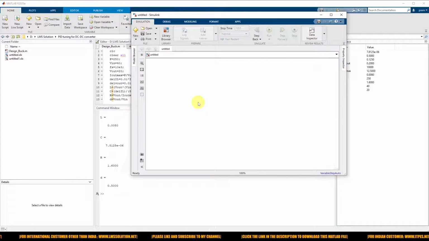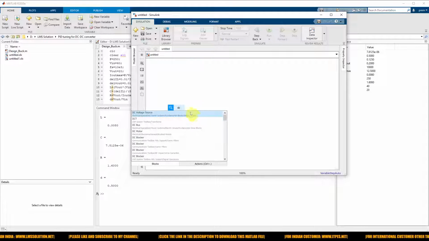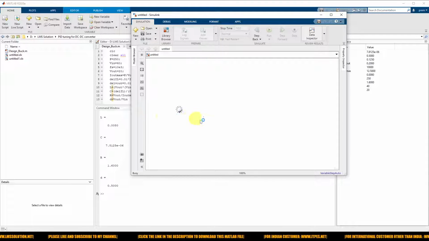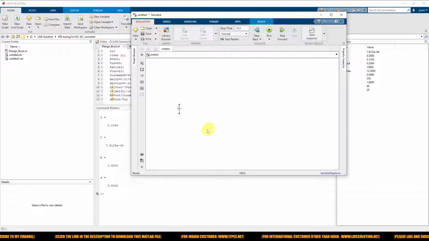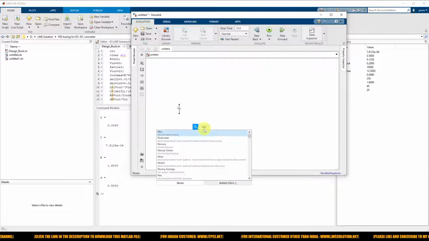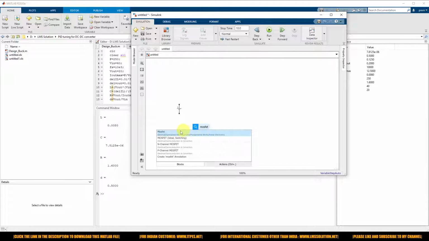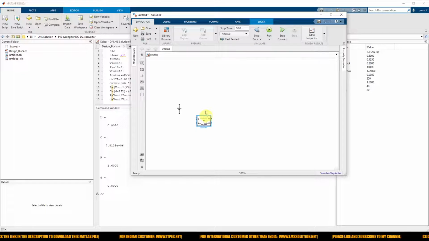So first we need a DC voltage source for 40 volt, right? So I'm going to type DC voltage source. So the input voltage is 40 volt. So we need a MOSFET, right? MOSFET switch. So I'm going to take the MOSFET switch.